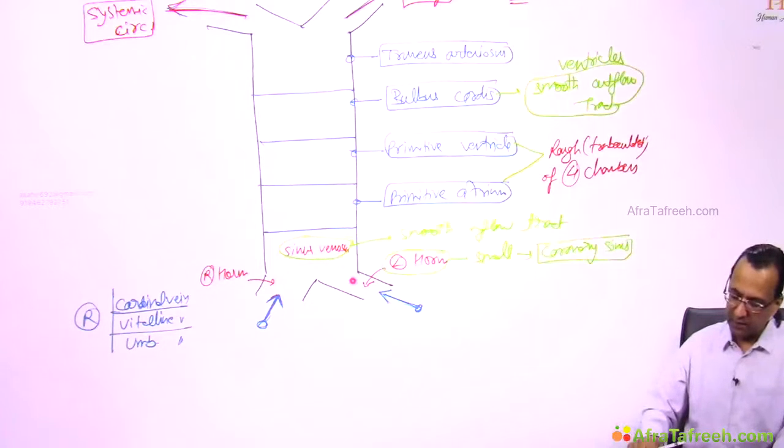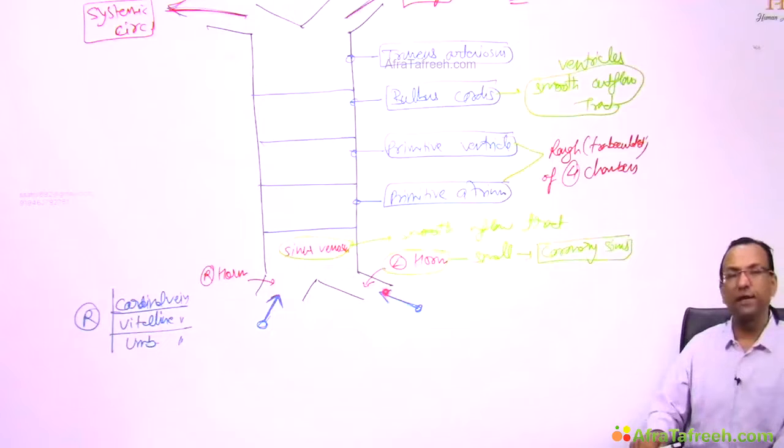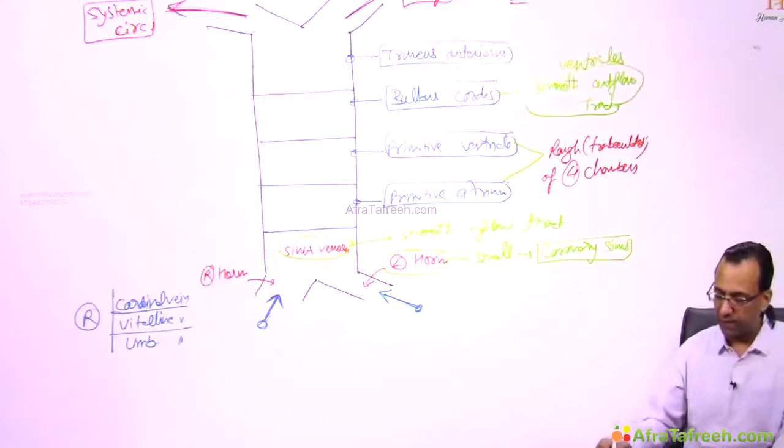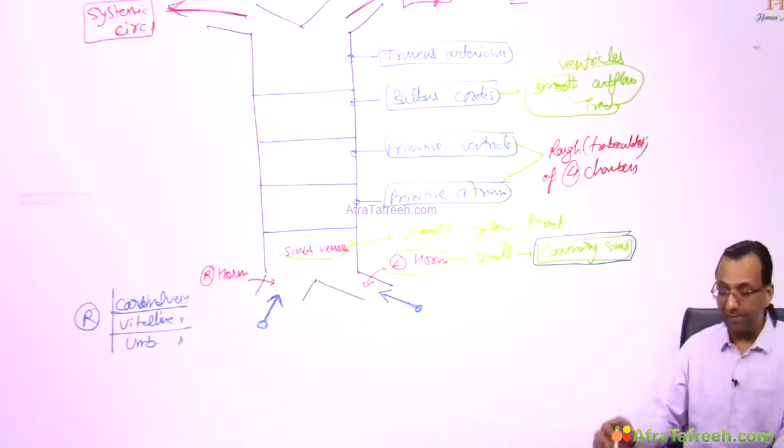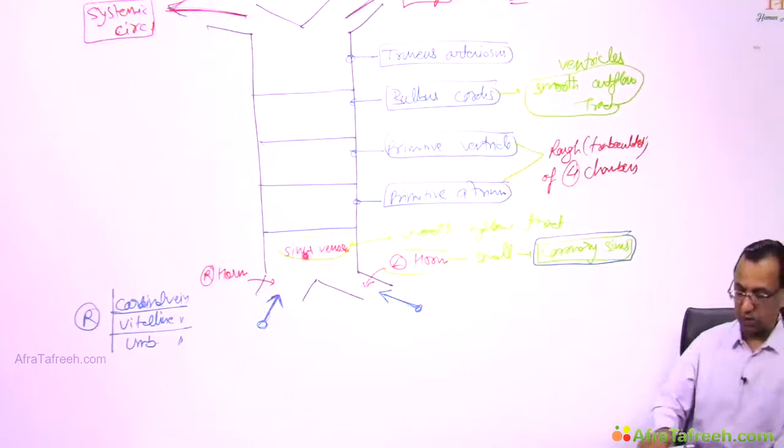You are telling that the left horn of the sinus venosus becomes very small? Yes. And then changes into the coronary sinus? Yes, which is now receiving venous blood of the heart? Yes. Okay. Can we see some diagram for that? The diagram is coming up. Wait for some time. First tell me what is happening to the right horn of the sinus venosus.